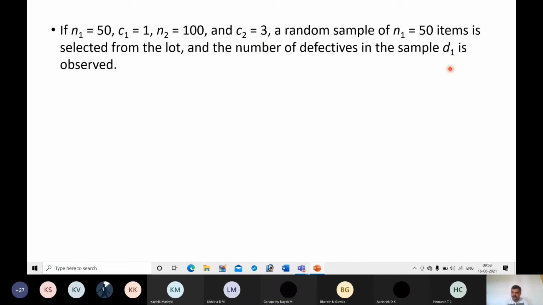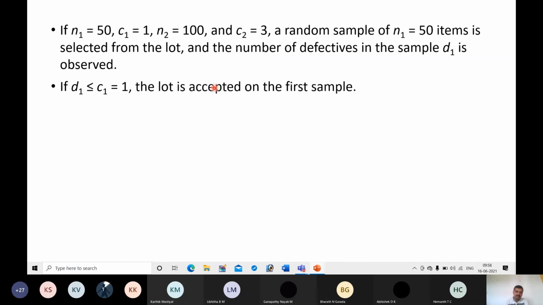Suppose the number of defectives is more than C1 and less than or equal to C2, then this lot should be subjected to a second sample. Okay, that is the meaning. If D1 is the number of defectives after taking the first sample, in the first sample you are picking 50 units. Out of 50 units, if the number of defectives is less than or equal to 1, C1 is the acceptance number. So for this case, the acceptance number is 1.